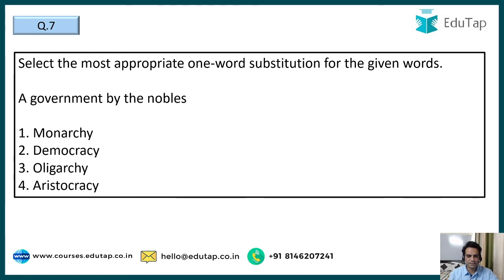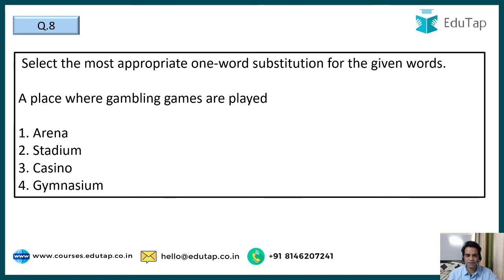Moving ahead, guys, next question, you have to find the correct one-word substitution for the given word, a government by nobles. What is it called? Your options are monarchy, democracy, oligarchy, or aristocracy. Guys, the correct option here is aristocracy. Aristocrats, noble people. So a government which is formed by noble people is called aristocracy. Right. Next, guys, now we have to again find correct one-word substitution for the given word, a place where gambling games are played. Arena, stadium, casino, or gymnasium. I think that's an easy one. The correct option is casino. Casino is the place where gambling games are played.